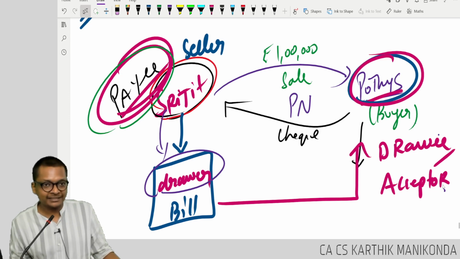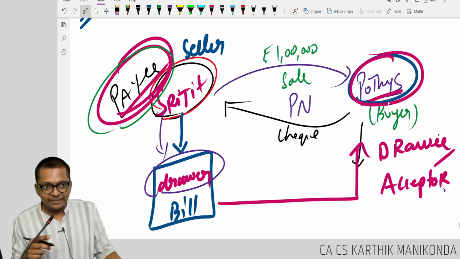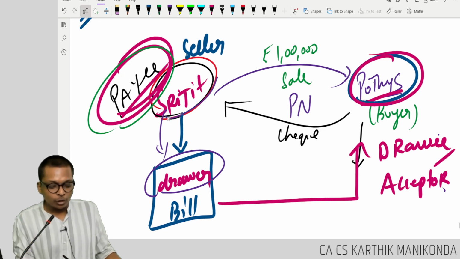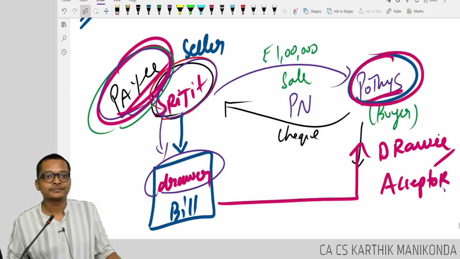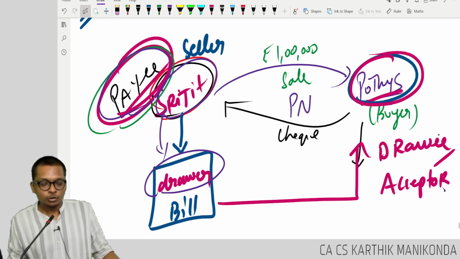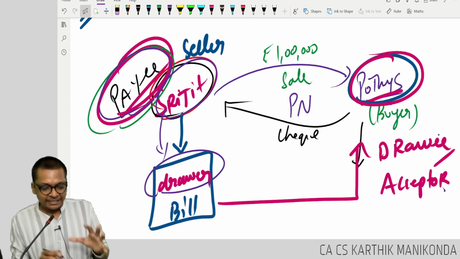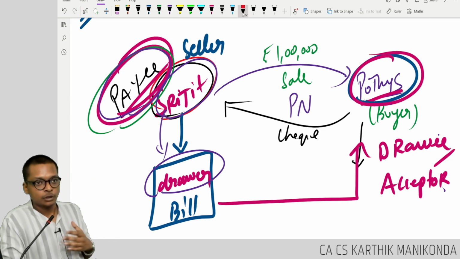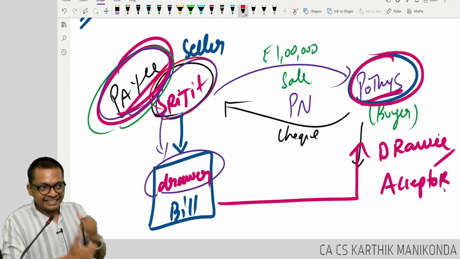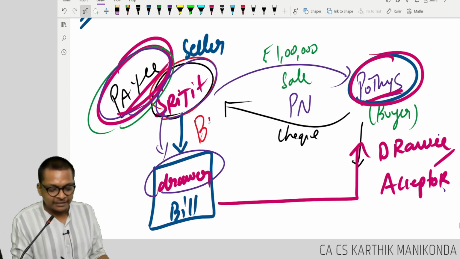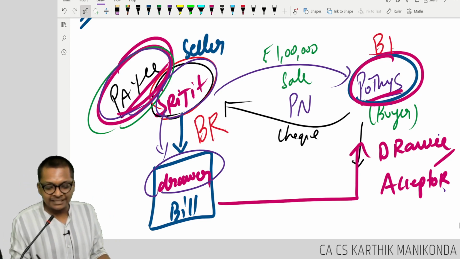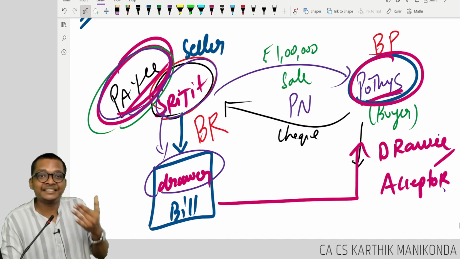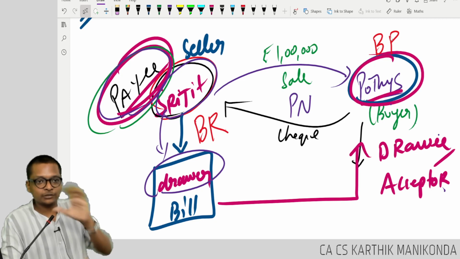Are you following, guys? Pothis is accepting to pay to whom? Srijit. So, Srijit also becomes the payee. So, there are three parties, but in this transaction, we have only two parties and three terms. Srijit, the seller, is the drawer of the bill. For him, it's a bills receivable. For Pothis, it's a bills payable. If this is clear, accommodation bills are also much easier. The confusing part in that is only the terms.